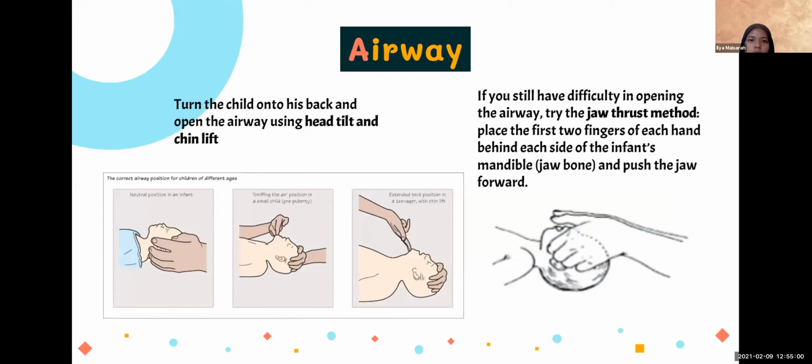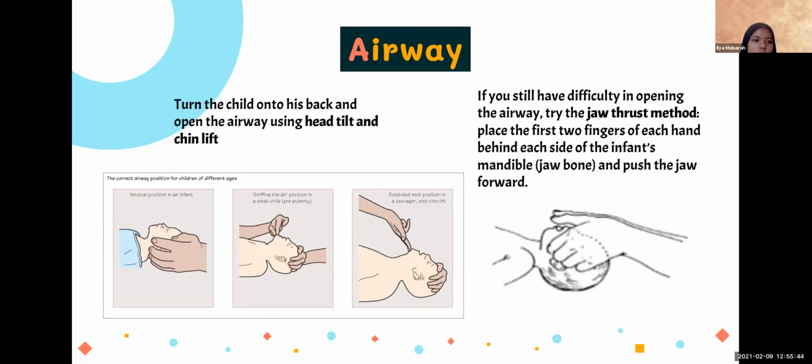For the resuscitation, we need to start with the airway. We need to provide and maintain the airway in the children. So we need to turn the child onto the back and open the airway using head tilt and chin lift. So for head tilt and chin lift, first we need to put our hand on his forehead and tilt his neck back. While with the other hand, we lift the chin by putting the fingertips under the point of the child's chin, and we need to make sure that we do not push on any soft tissue under the chin because it can block the airway.